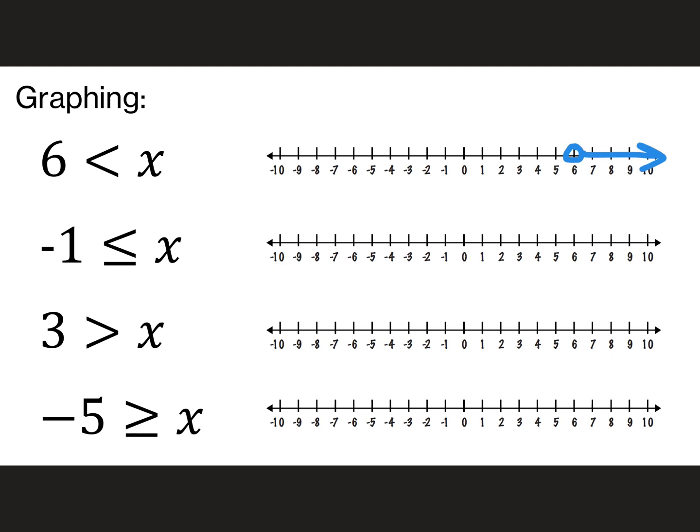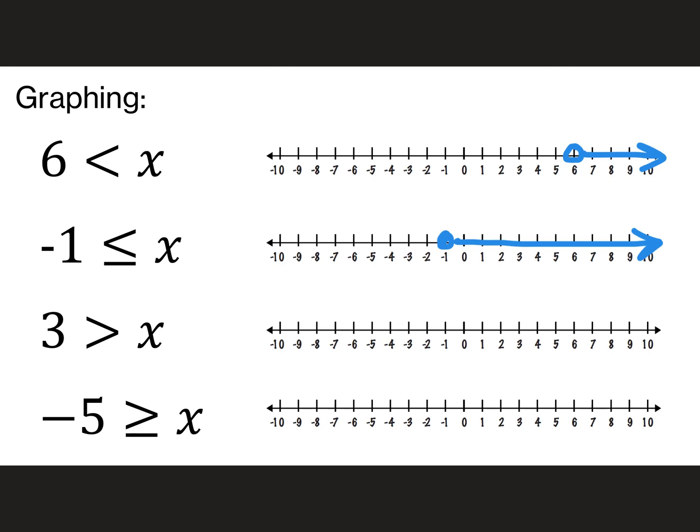Negative 1 is less than or equal to X. But I'm going to read it from the X to the negative 1. X is greater than or equal to negative 1. So I'm going to put my circle here. I'm going to fill it in because it has that equal part. X is greater than. Remember, I'm shading everything that X could be. All those numbers bigger than negative 1. All right, keep going. Next one.